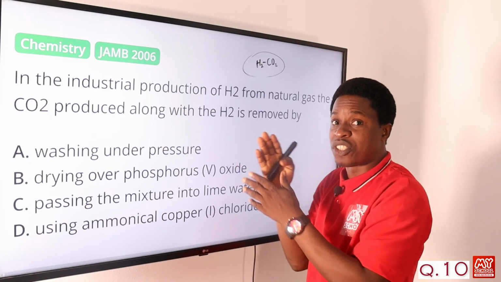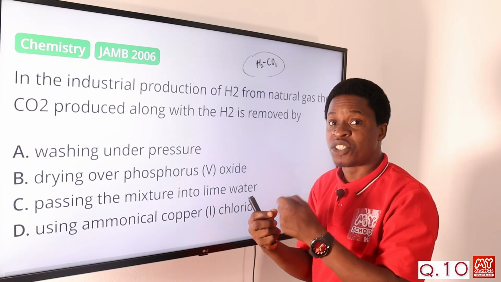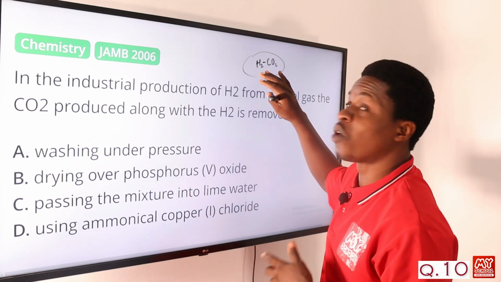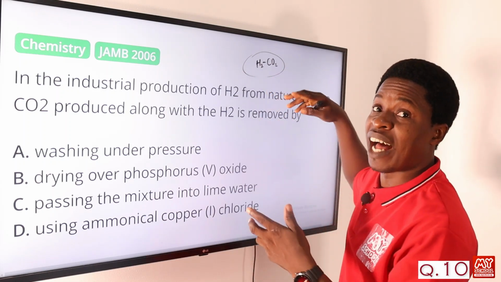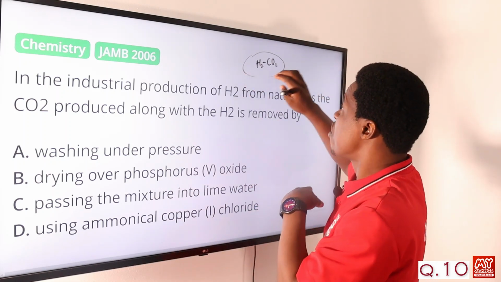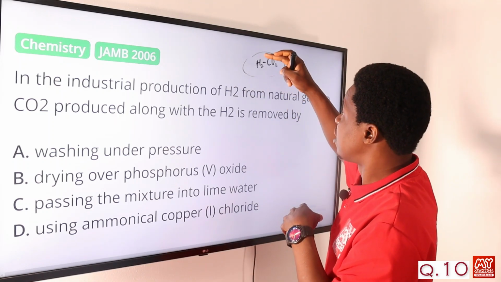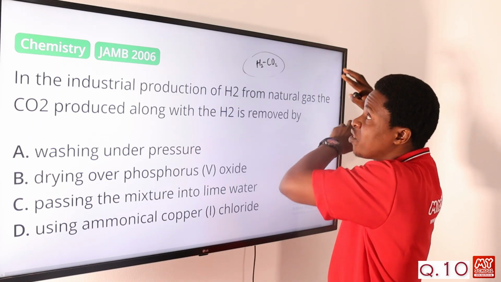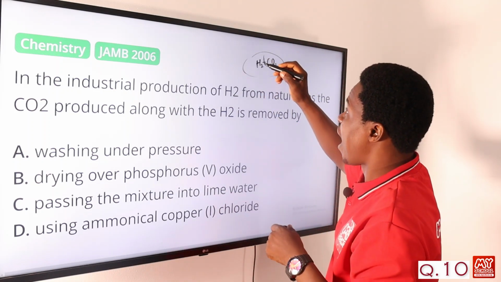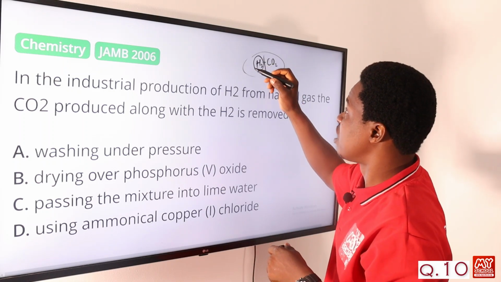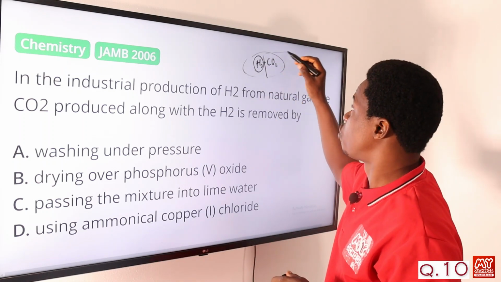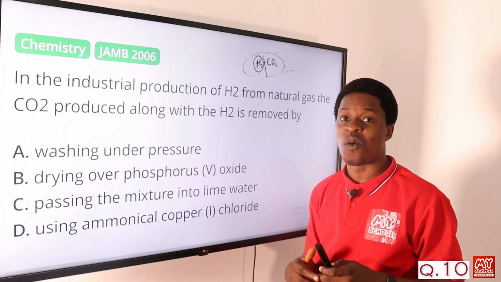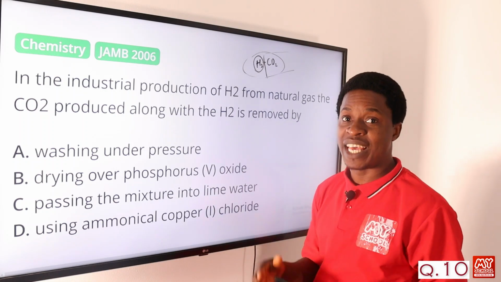That is a kind of washing where you apply pressure to it. We call it washing under pressure, a pressure adsorption process. So when you apply the pressure, the CO2 becomes adsorbed onto the substance that is introduced, so that the hydrogen is left all alone. The CO2 is already removed as the impurity. So we call it washing under pressure, or PSA.